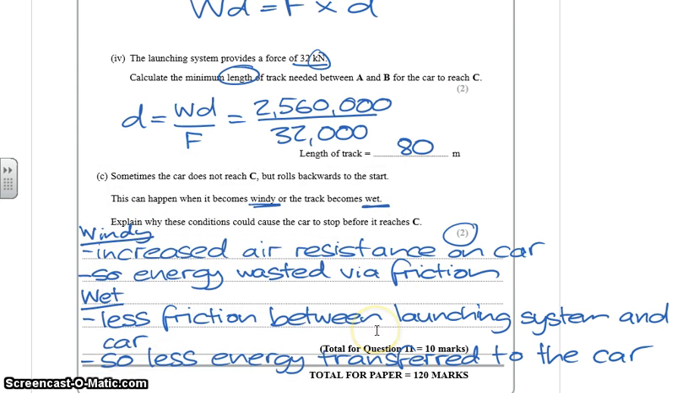And if it's wet, then because it's wet, it'll be slippy, so there's less friction between the launching system and the car itself. So that means that there's going to be less energy transferred to the car, because some of the energy will have been wasted. And that is the end of the paper. Hooray!